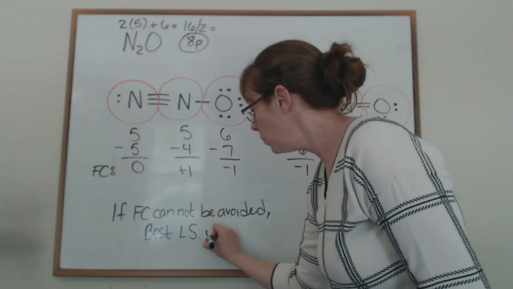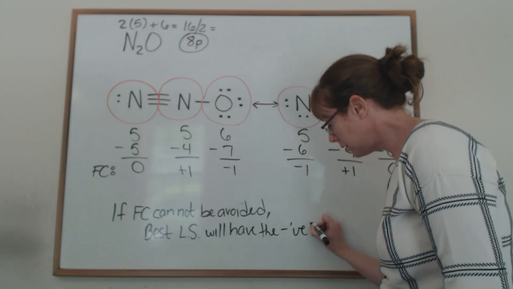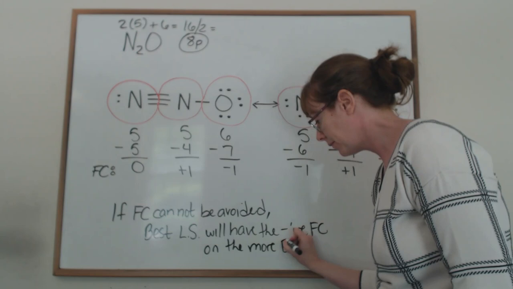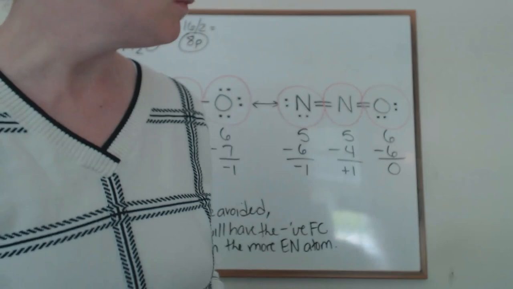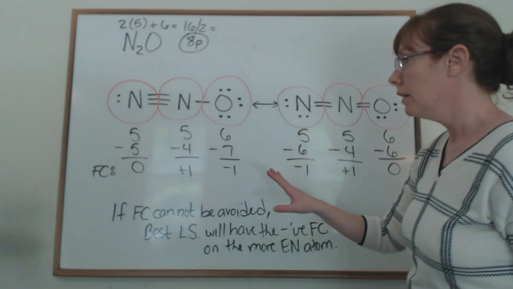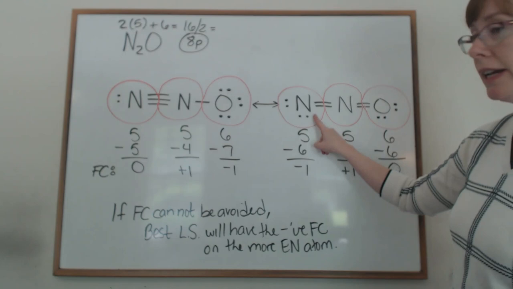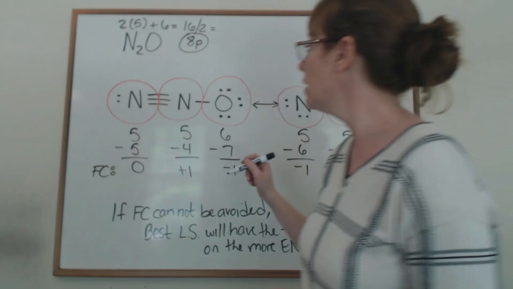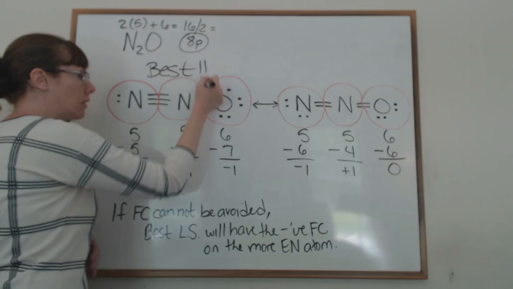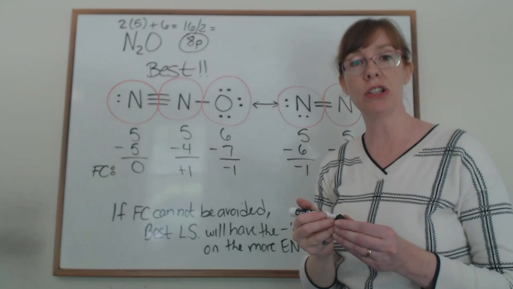The best Lewis structure will have the negative formal charge on the more electronegative atom. So with these two Lewis structures, the negative formal charge on this one is on an oxygen, and on this one, it's on a nitrogen. We want the negative formal charge to be on the more electronegative atom, which is oxygen. So therefore, according to that consideration, this is the best structure, the most descriptive of the real molecule.